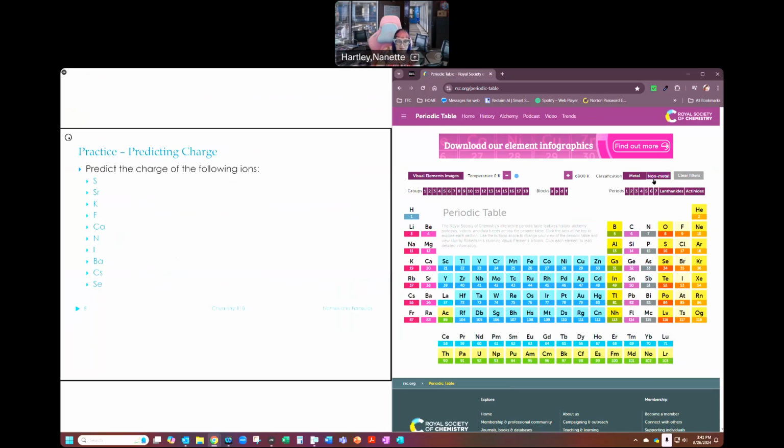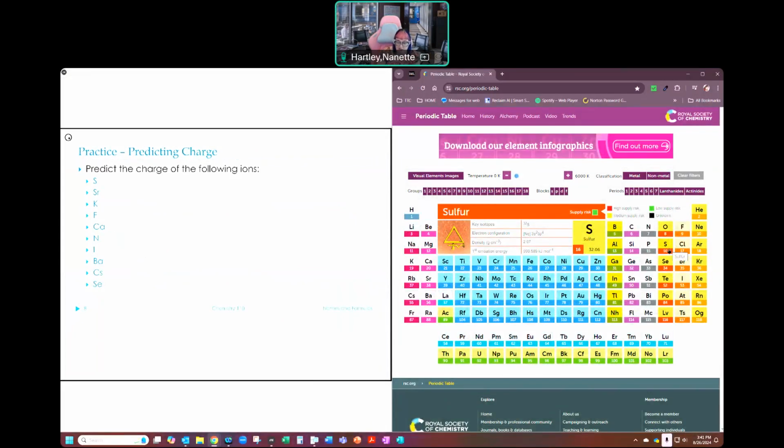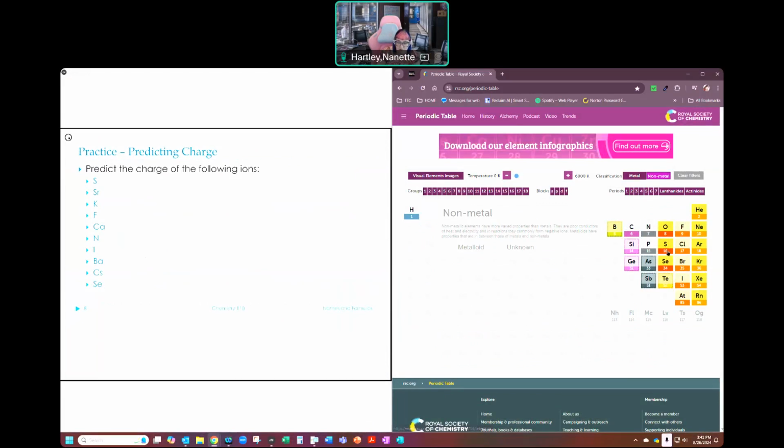Okay, so I need to find sulfur. Sulfur is over here. He's number 16. He's in the non-metal grouping, so he is a non-metal. I can see from his position, he's a chalcogen. He wants to gain 2 electrons to become like argon.